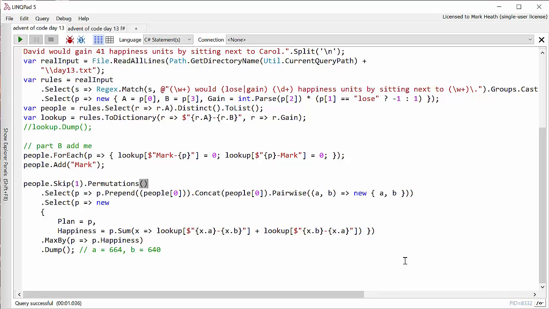And that's because this is a circular table. And so many of the permutations would just be the same seating plan. And so to optimize it a bit, I skip over the first person and I arrange everyone else in every possible way around that one person. However, that does mean that after I've got the permutations, I need to put the skipped over person back. And so I can do that with a Prepend MoreLinq method to add the first person back onto the sequence.